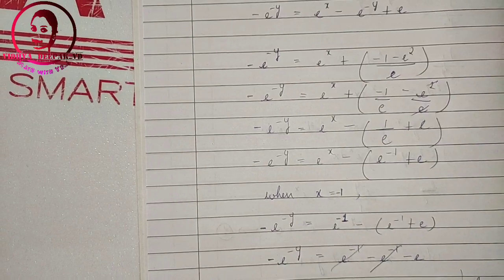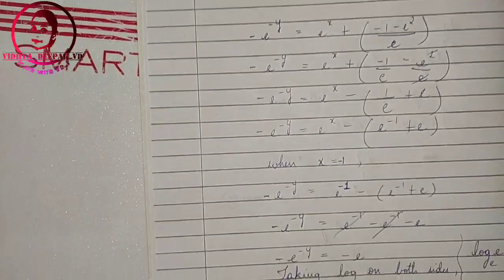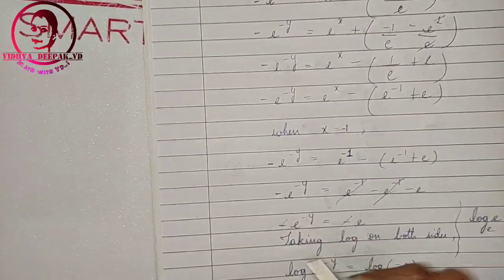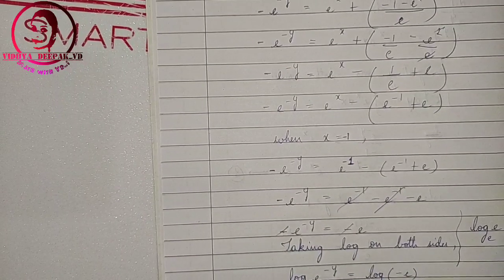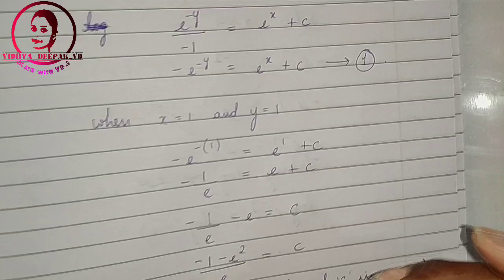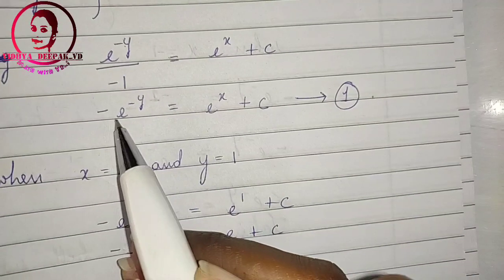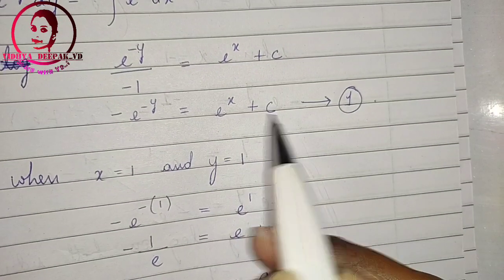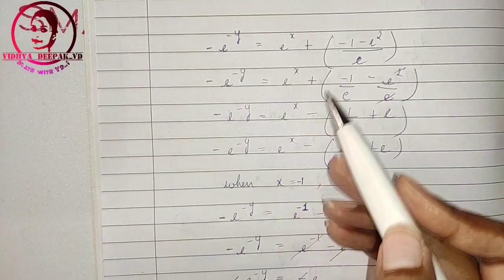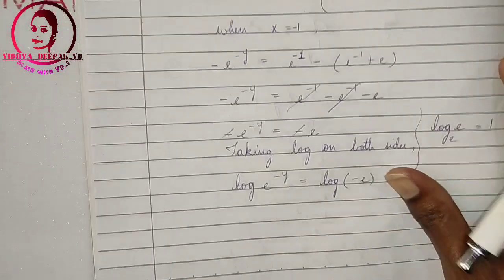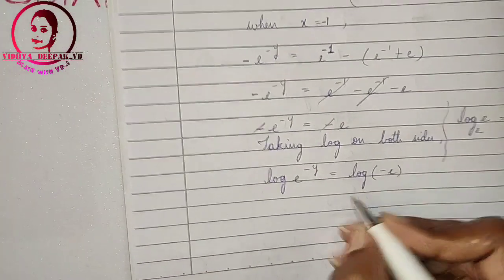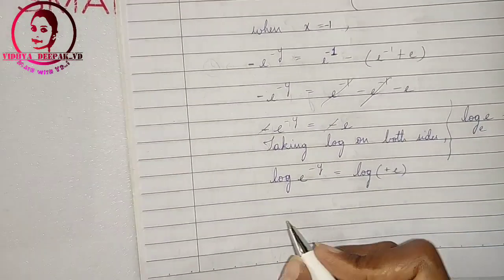So this is also minus. That means here minus minus, that means this minus and this minus get cancelled. You can see here equation 1. What does equation 1 contain? Minus e power minus y is equal to e power x plus c, right? So this minus e power minus y, I wrote minus e power minus y. Yes. So we have plus e power y, right?